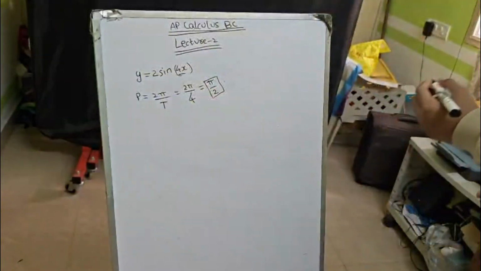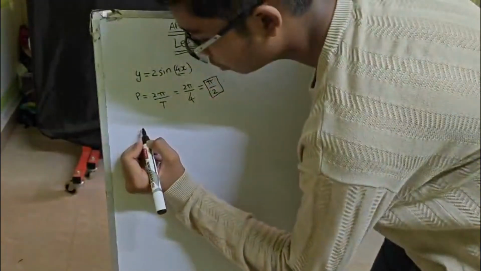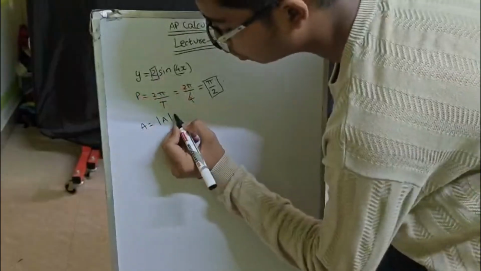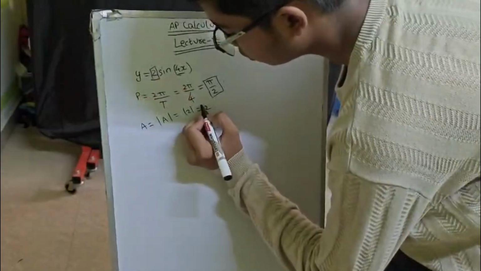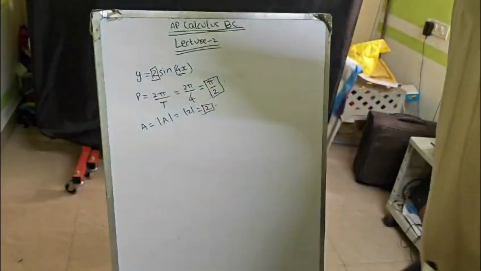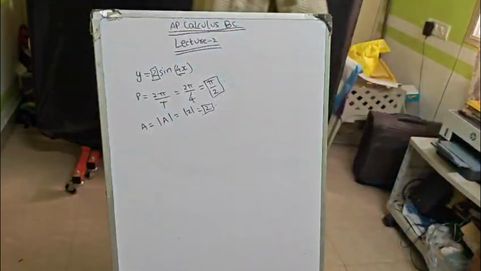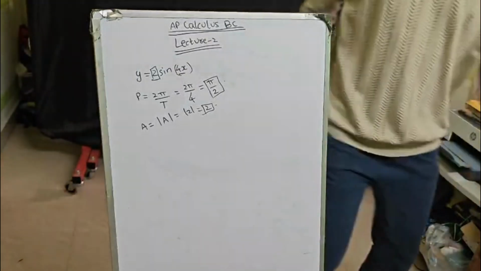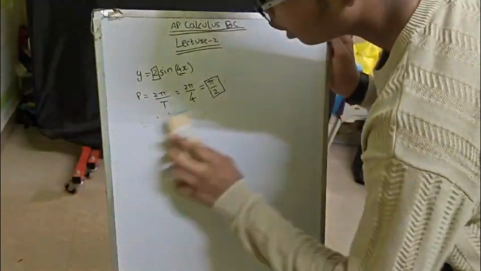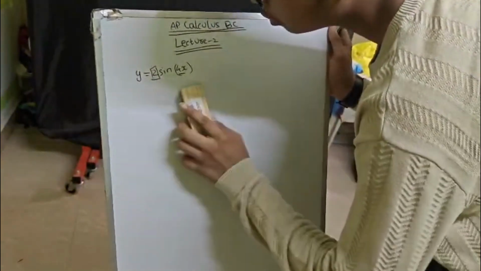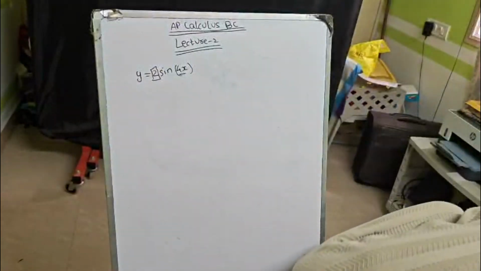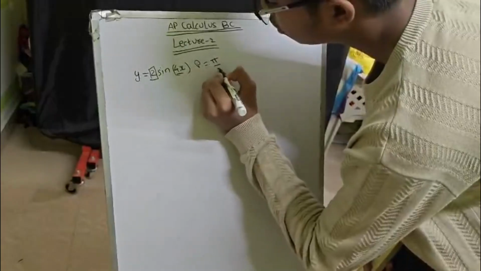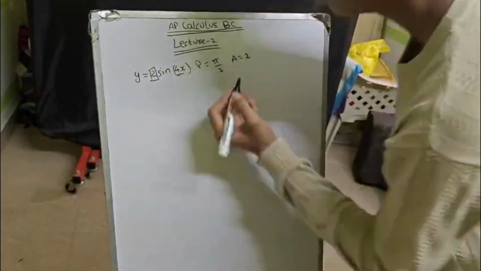Now we're going to find the amplitude. Amplitude equals modulus of A, which is this one. Modulus of 2 equals 2. So let's start drawing our graph. Is it visible first of all? Yes. So now we know our amplitude and our period. Let's just write it here. Period equals pi by 2. Amplitude equals 2, right?